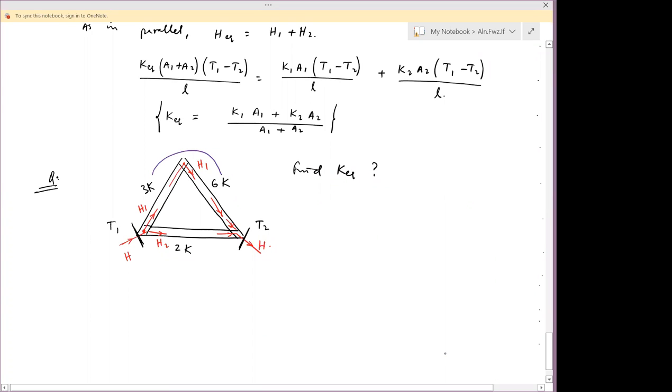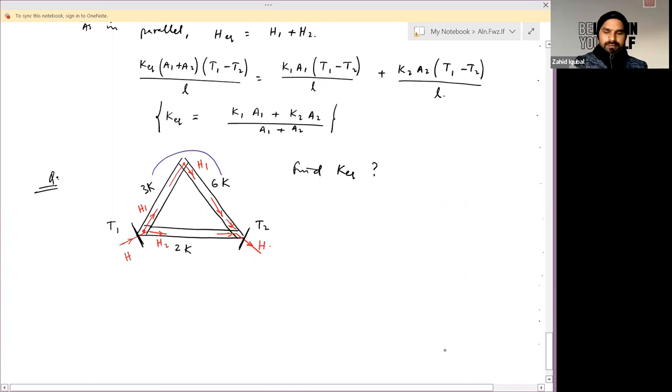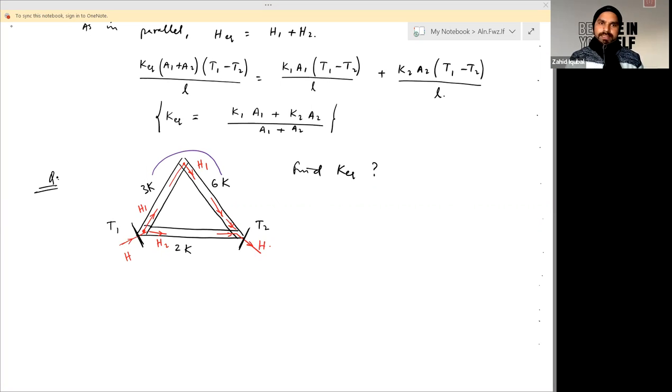Just try to simplify it. Okay. Just use the concept that since all rods are identical, A1, A2, L1, L2 must be equal. Okay, sir.